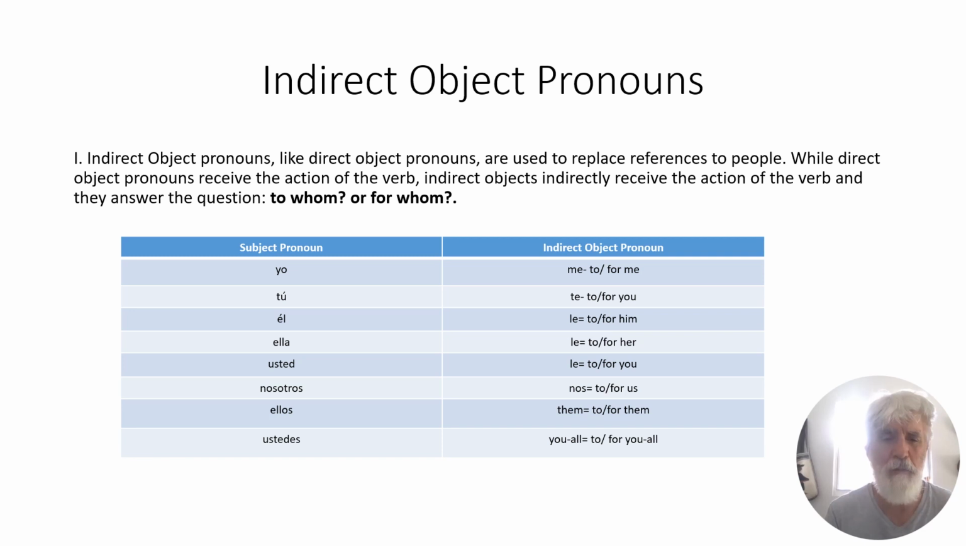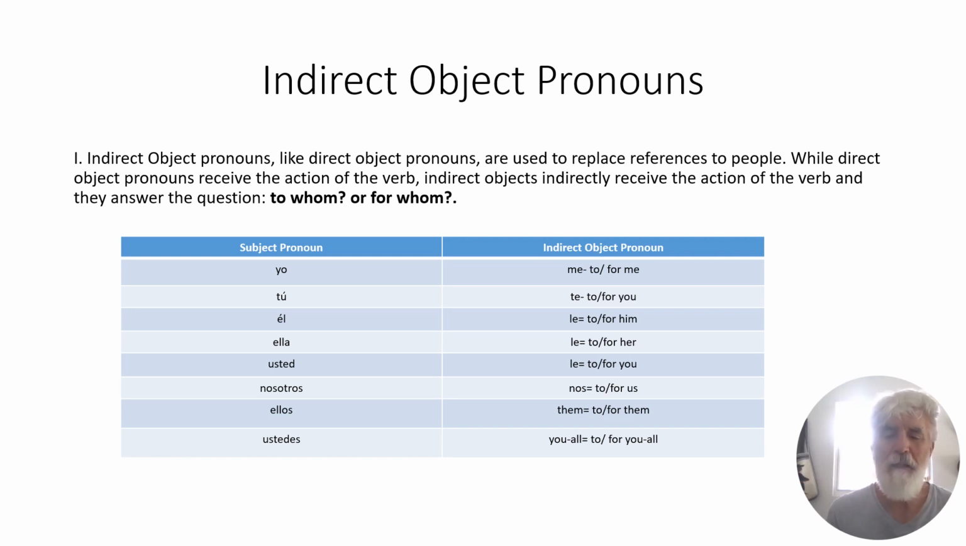Here they are. Here's the subject pronoun, and here is the corresponding indirect object pronoun. So for I, it would be to or for me. In English it would be me. In Spanish, it's me. What about if you're using the informal you that you would use with friends or family? To you, for you is te. To or for him is le. To her, for her is le. And if you're using usted, it would be le. To you, for you. Okay, us is nos. For ellos, them is les. And for you all, it's les.